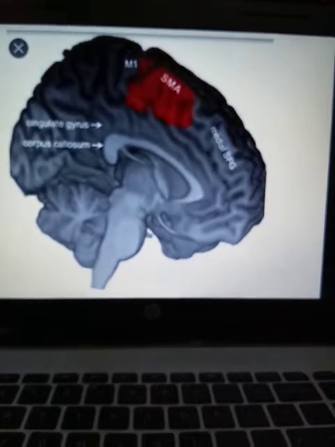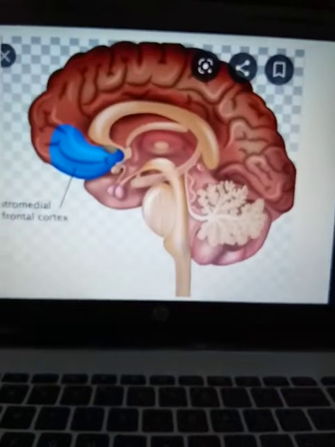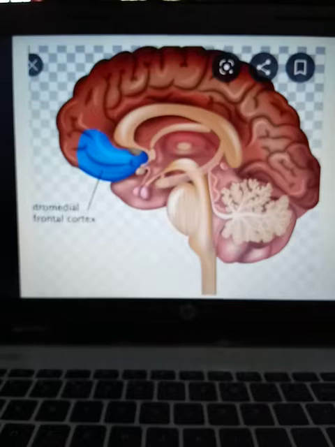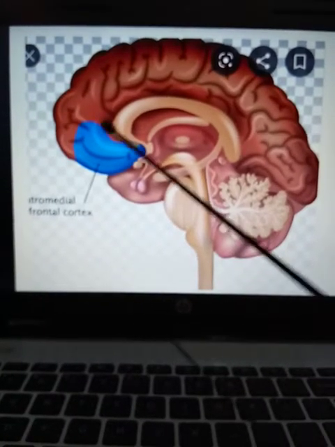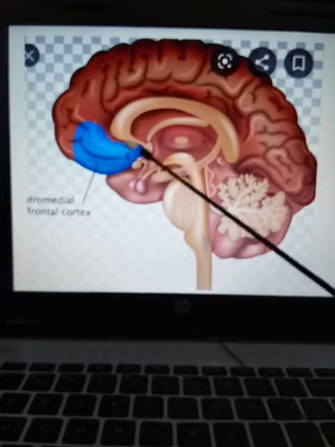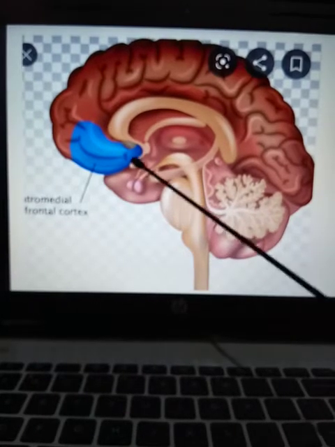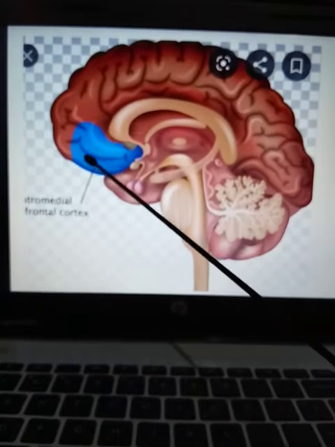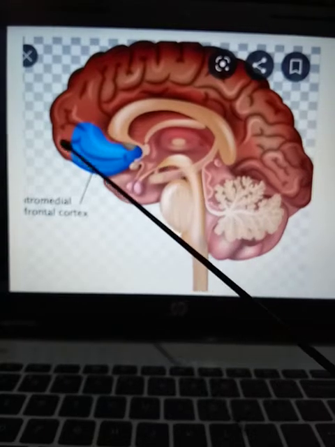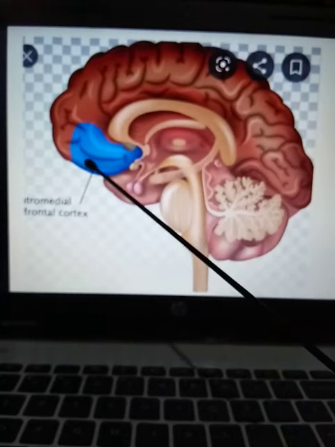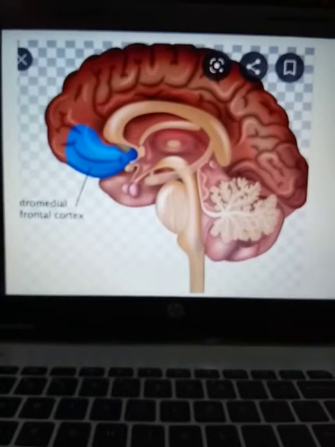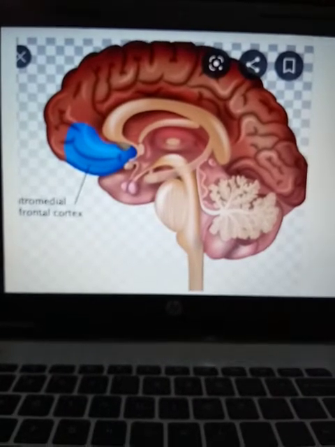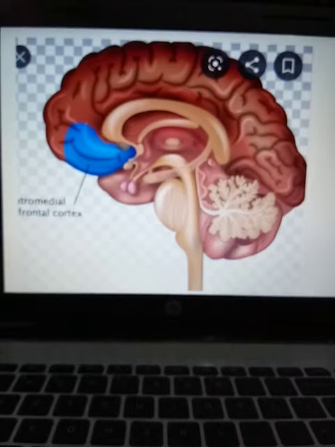After that comes your prefrontal area. Can you see this blue colored area? This is your prefrontal area. Your prefrontal area includes the anterior end of your medial frontal gyrus and the orbital gyri. Your orbital gyri are present on the inferior surface of the cerebrum. These gyri are formed by the H-shaped sulci.